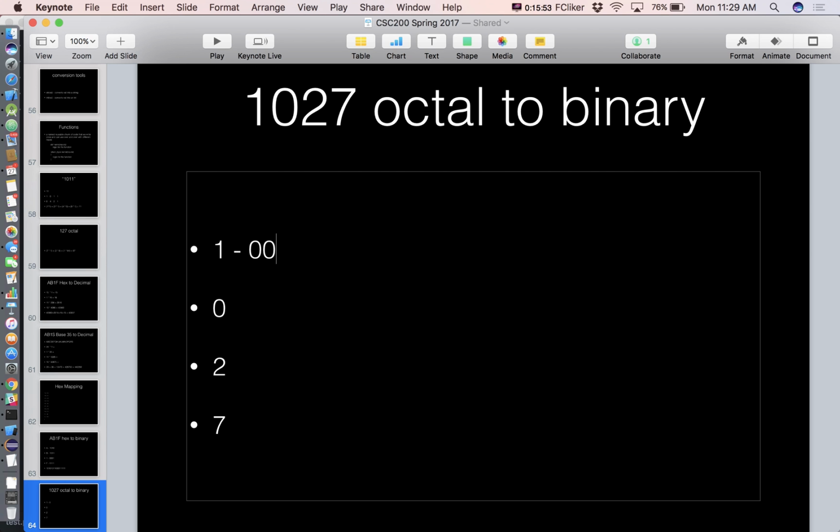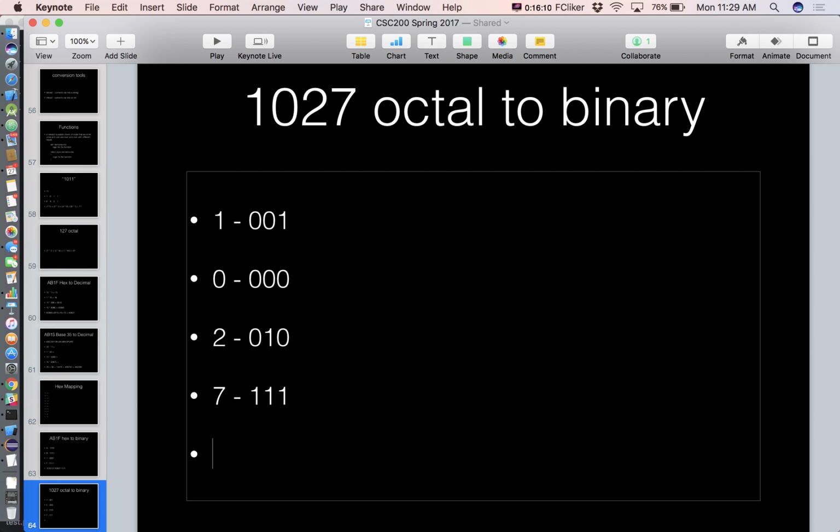This is 0, 0, 1. This is 0, 0, 0. This is 0, 1, 0. This is 1, 1, 1. So the binary version of this octal number is 0, 0, 1, 0, 0, 0, 0, 1, 0, 1, 1, 1. That's the binary version of this octal number.